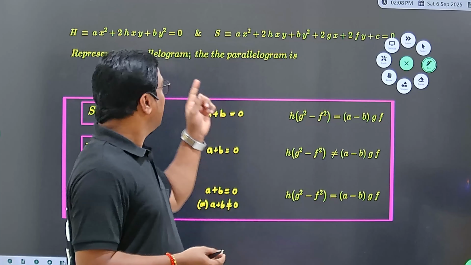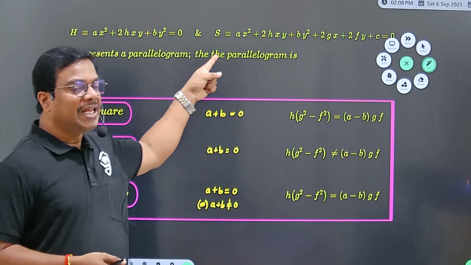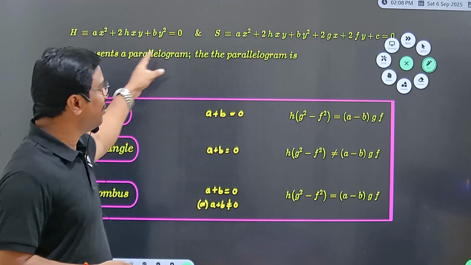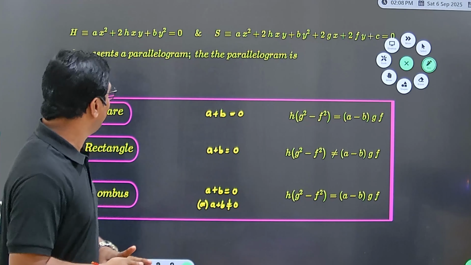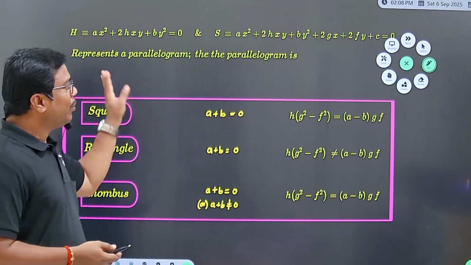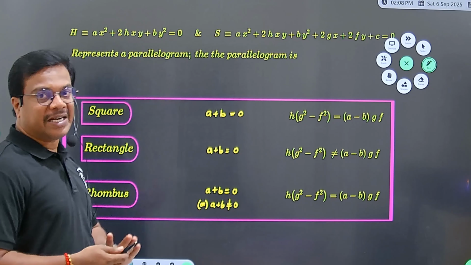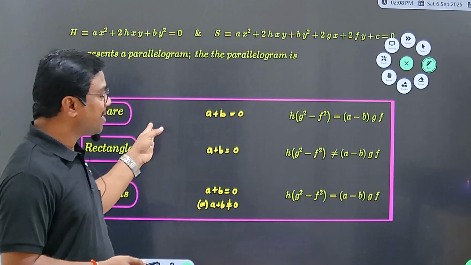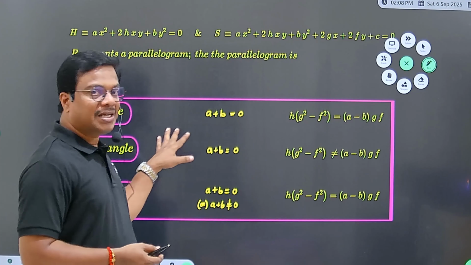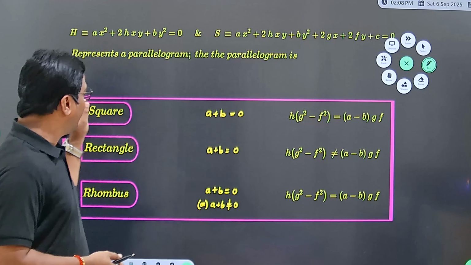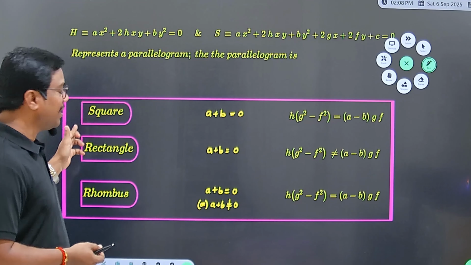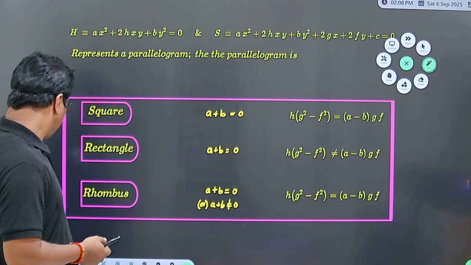See, there are two second degree equations, one is H equal to 0 and the other S equal to 0, and both represent a pair of straight lines. Then observe this table, it represents the conditions for the quadrilateral to become a square, rectangle, or rhombus.